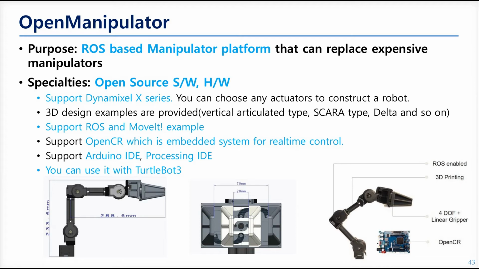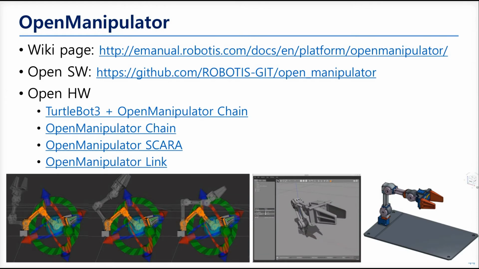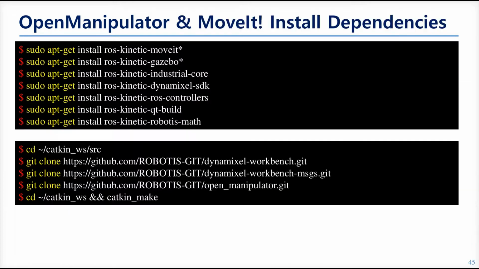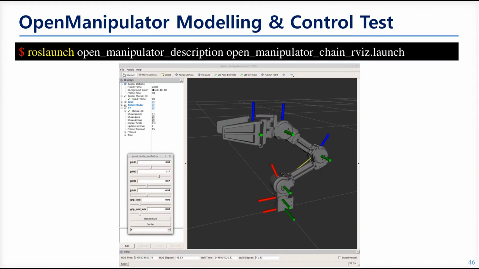You can even put this onto the TurtleBot and build up mobile manipulation. All sources and all the details are provided in the following links. There are also 3D models of the examples online, so use them also for 3D printing. To run the ROS package for your OpenManipulator, you need the following. Install all of them and go to the next page. So now we will see the OpenManipulator running under ROS.